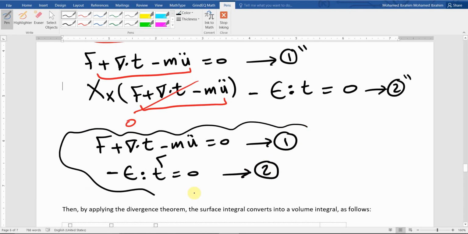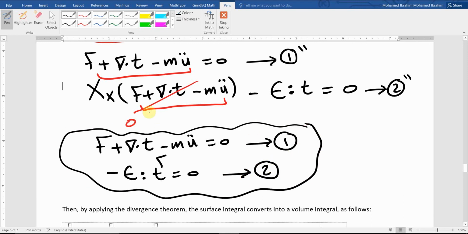These two equations are the simplest form of the equilibrium equation, or the equation of motion of a continuum. These are the equations of motion of a continuum according to continuum mechanics. Make sense? So we did a lot of simplification, and we end up with two very simple equations.